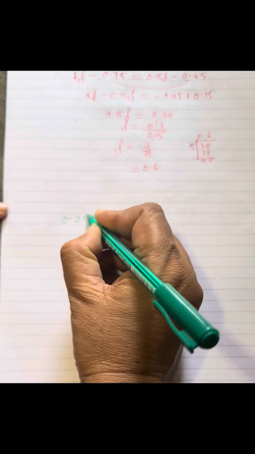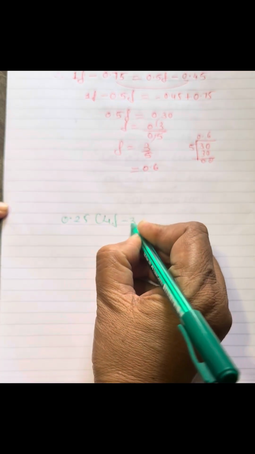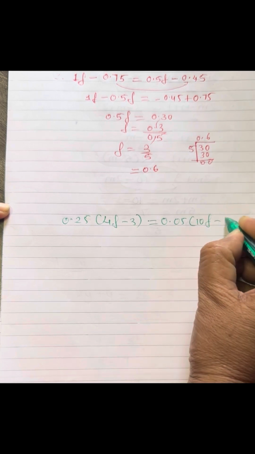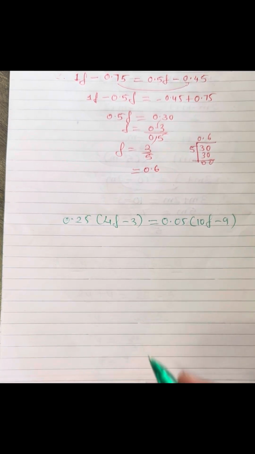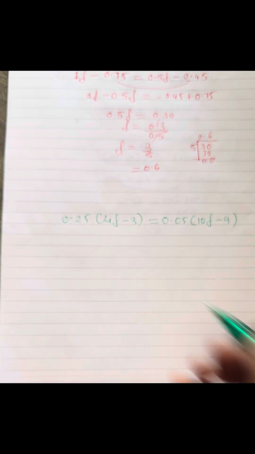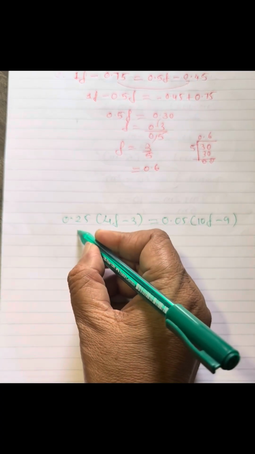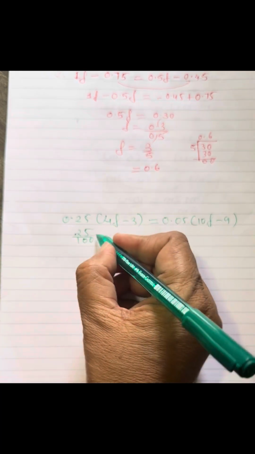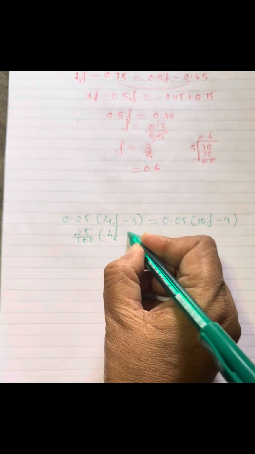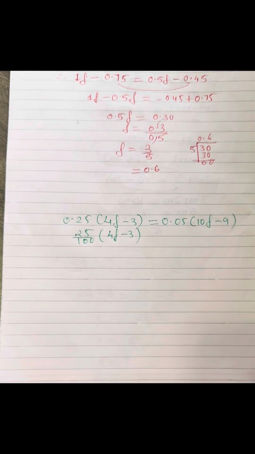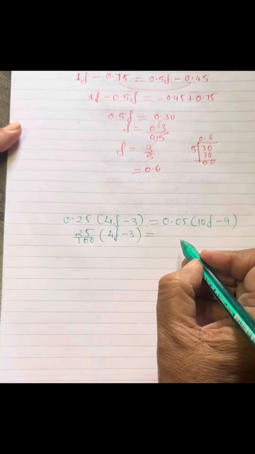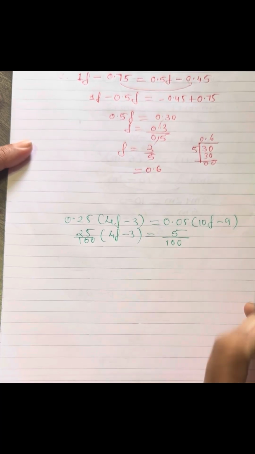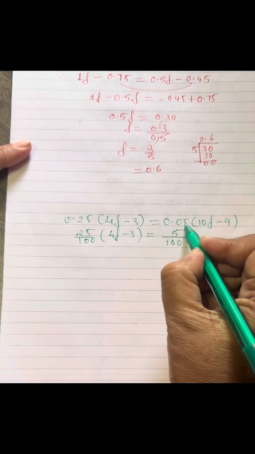So 0.25 into 4f minus 3 is equal to 0.05 into 10f minus 9. Now we convert it into fractional form. So 0.25 becomes 25 upon 100 because there are 2 digits after the decimal point. So 100, and we write other things as it is. First we are converting it into fractional form. Now this becomes 5 upon 100. Again the same thing, there are 2 digits.